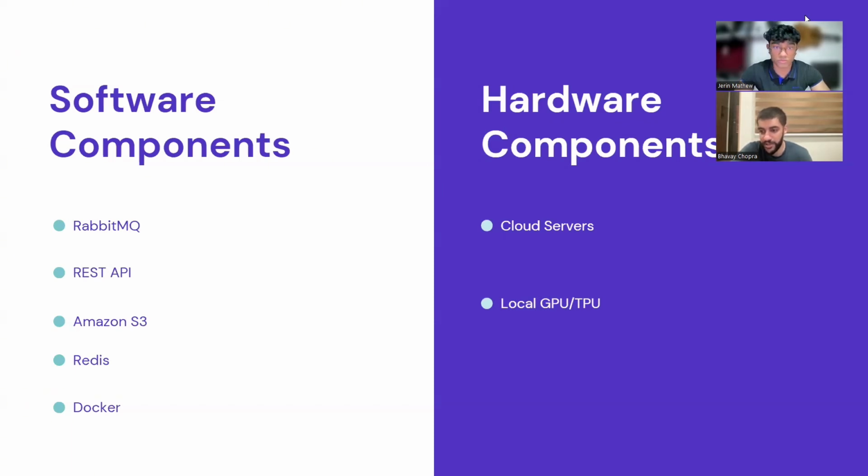We have Redis, which stores classification results and metadata for quick access. And Docker allows the deployment of scalable worker containers for processing. And finally, we have REST API, which serves as the interface for users to upload images and retrieve results. In the hardware components, we have cloud servers, which run all the software components. And we have a local GPU or TPU, which is used for development, testing and benchmarking of the models that we've used in the project.